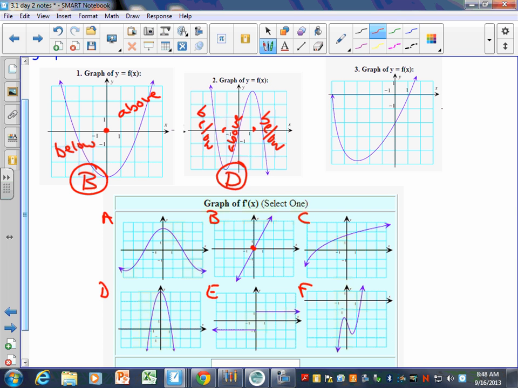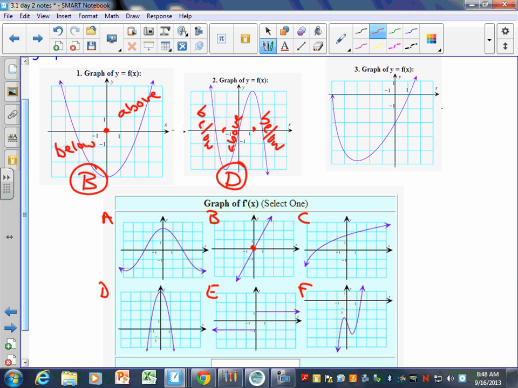What about number 3? Anybody got a guess on that one? It definitely has a turning point also, which means it's going to have a 0. And again, a lot of times you can tell just from the 0. Sean, what do you think?